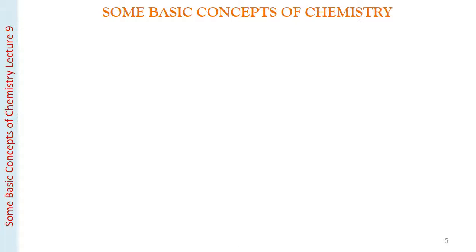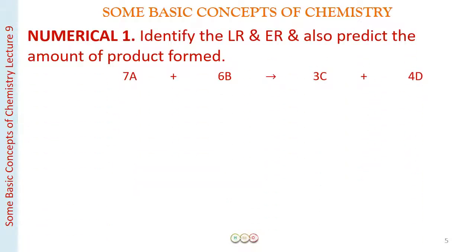So let us try one numerical based on this concept. Identify the LR, that is the limiting reagent, and ER, the excess reagent, and also predict the amount of product formed in the reaction 7A plus 6B forming 3C plus 4D. And you are given initial moles 21 for A and for B 24 moles.